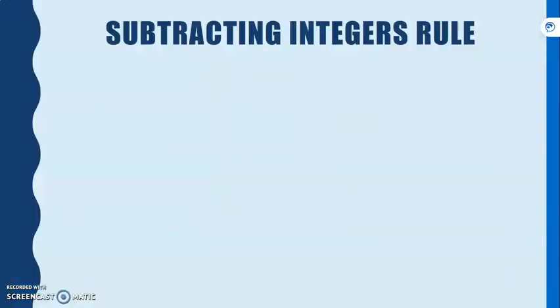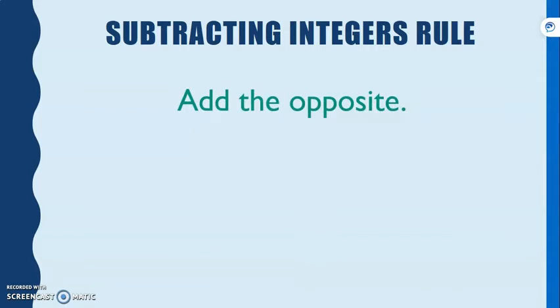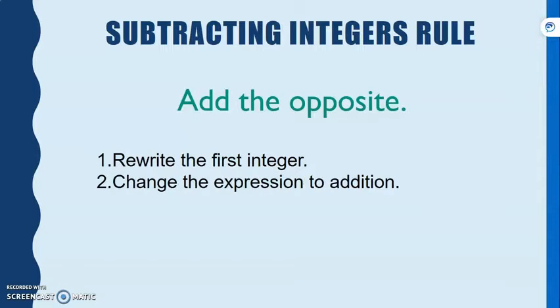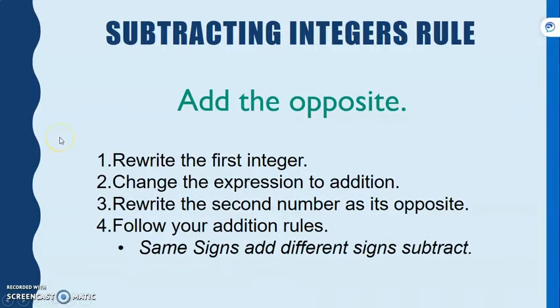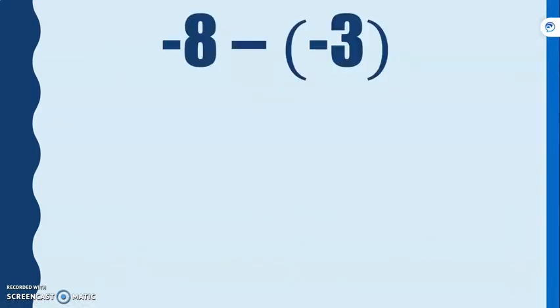Subtracting integers. Now that we have practiced modeling and discovered the rule, let's review our rule. We always add the opposite when subtracting integers. So what that means is we rewrite our first integer, we change the expression to addition, and we rewrite the second number as its opposite. Then we always follow our addition rules because we have changed it into an addition expression, which are same signs add, different signs subtract. So let's get started.